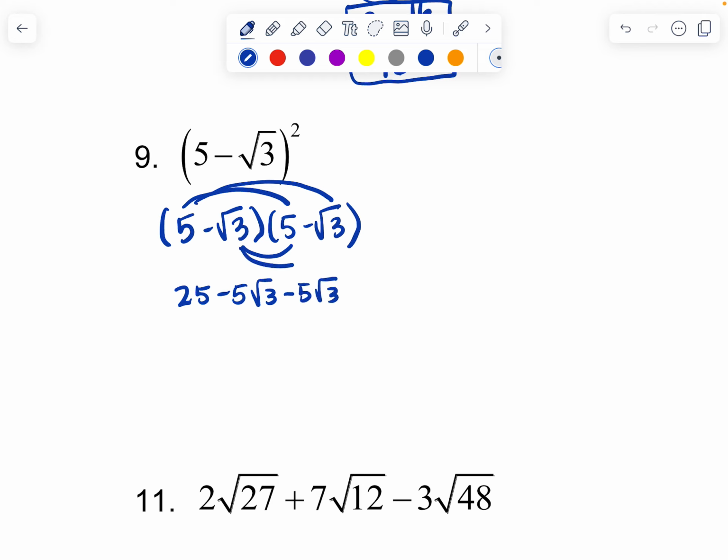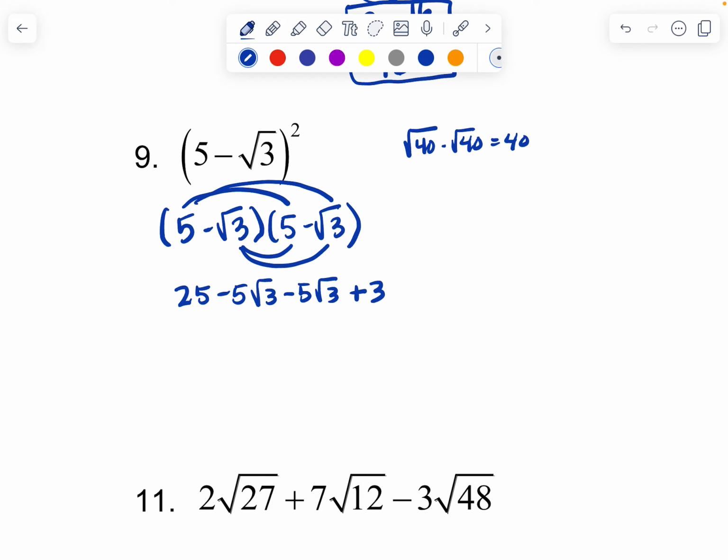And then negative radical 3 times negative radical 3 is a positive 3. Remember, a square root times itself is just that number. So for example, the square root of 40 times the square root of 40 is just 40. That's a good thing to know so you don't have to keep multiplying it out.